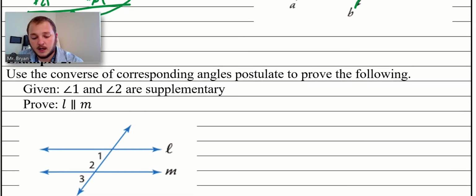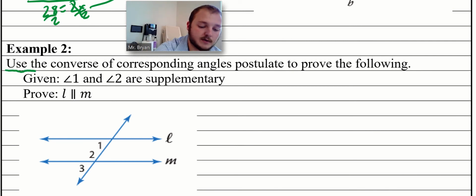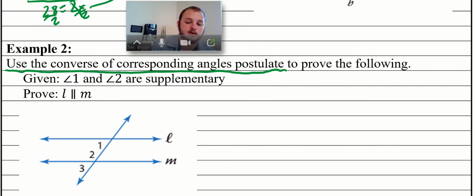Okay, so I'll scroll down here, move myself to the side just for a second. So this will be example 2. I do want you to pause your video and I want you to sketch this diagram here. And I do want you to write a piece down for this as well. I want you to write it under example 2. I want you to say use the converse of corresponding angles postulate. You don't need to worry about the given and the proof, but I do want you to write that, and I'll explain why in just a second.